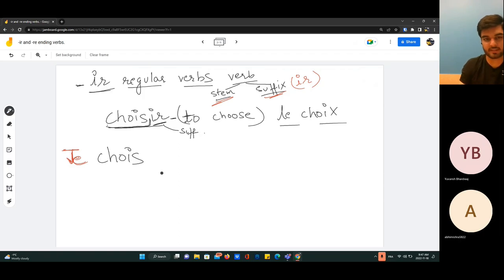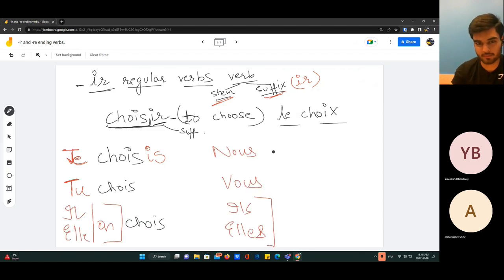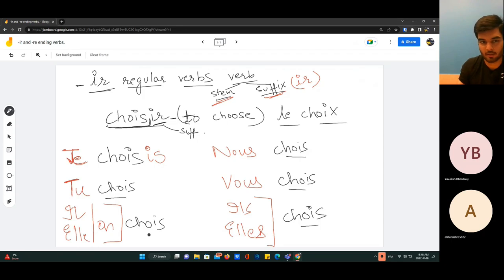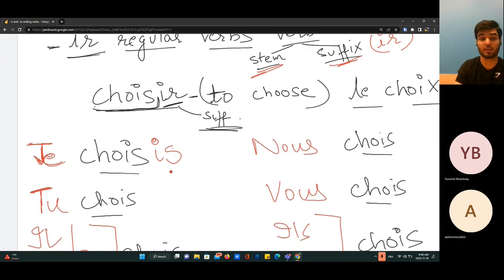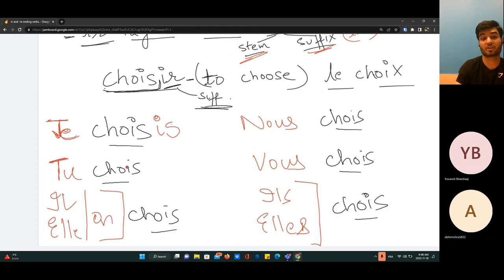Now, let's put all the subject pronouns and see what will happen. With je, IR changes to IS. I'm just going to write all of them right now. Sorry, I'm taking a little bit of time. I put the stem over here, which will remain the same, and I put the subject pronoun over here, according to which the suffix will keep changing. For je, whenever we have an IR regular verb, we put IS at the end. So this becomes je choisis.